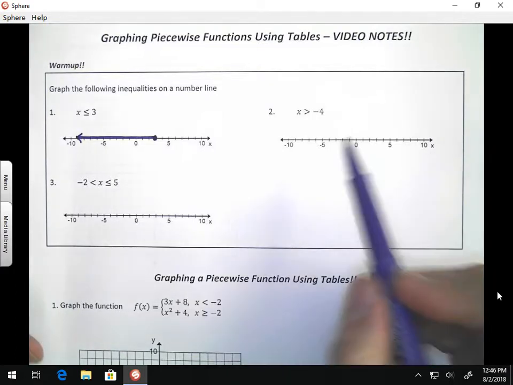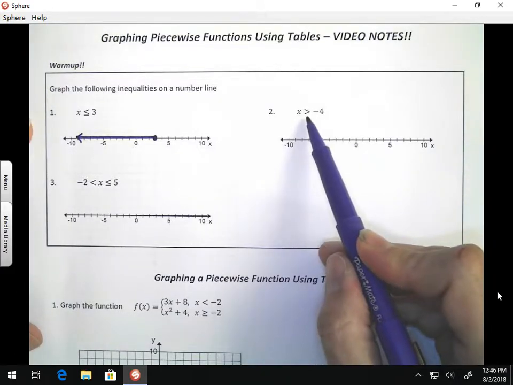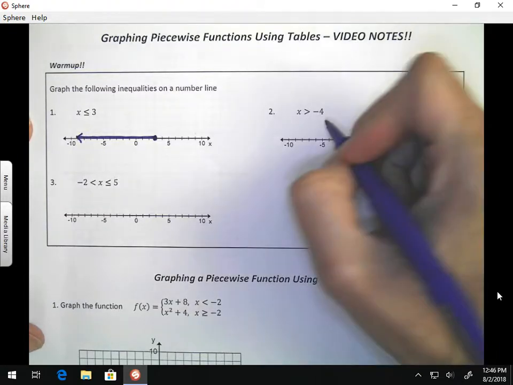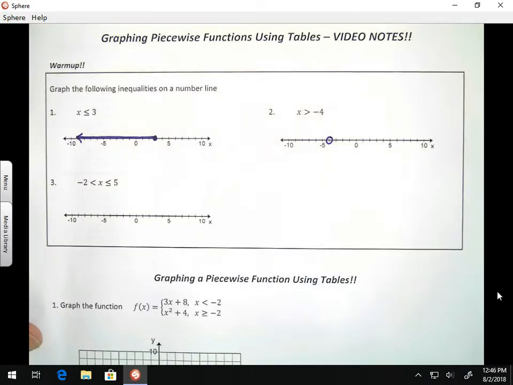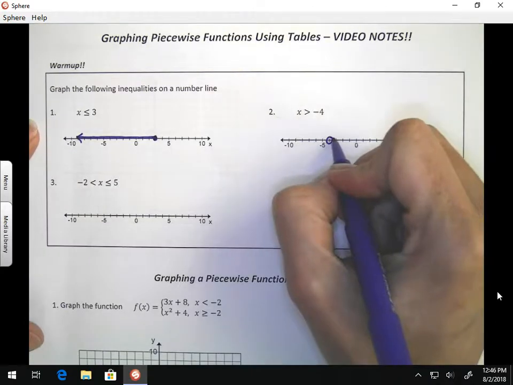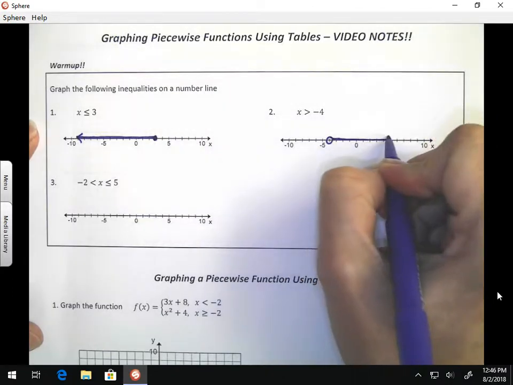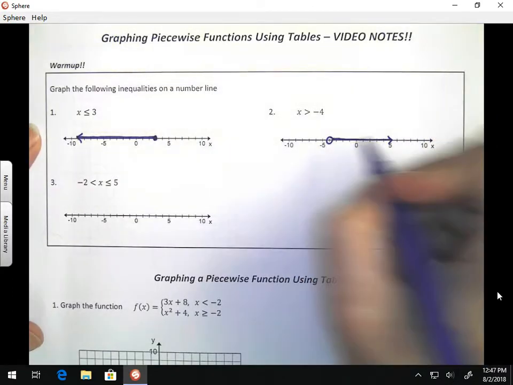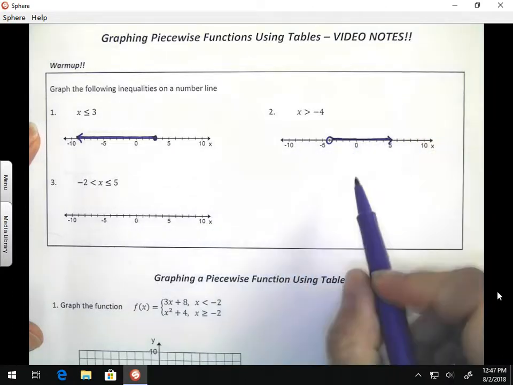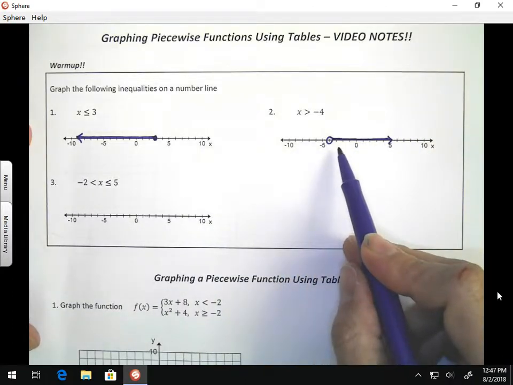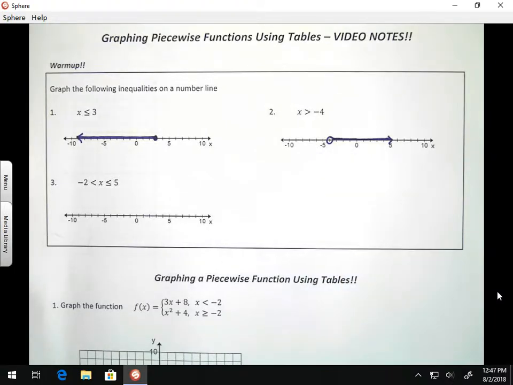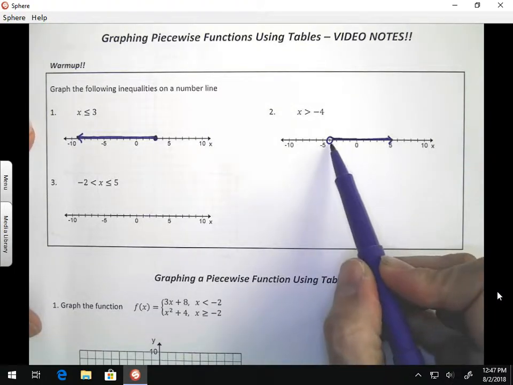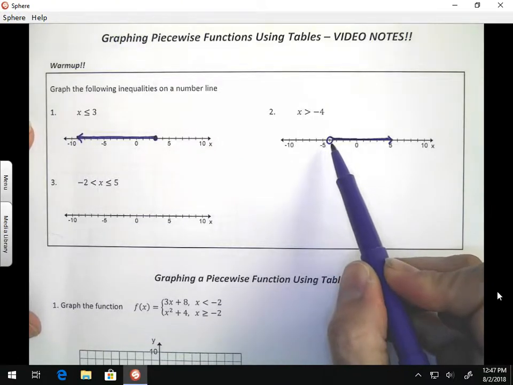Now for number 2, x greater than negative 4. I don't have the equal to, so that means I'm going to have an open circle on the value of negative 4, and I know that the numbers bigger than negative 4 are to the right. One thing I want to point out, because it'll be important later, is that we didn't start at negative 3, because numbers like negative 3.1, negative 3.2, all those numbers are also bigger than negative 4. So we could get infinitely close to negative 4, but we can't include it, and that's why we put the open circle.